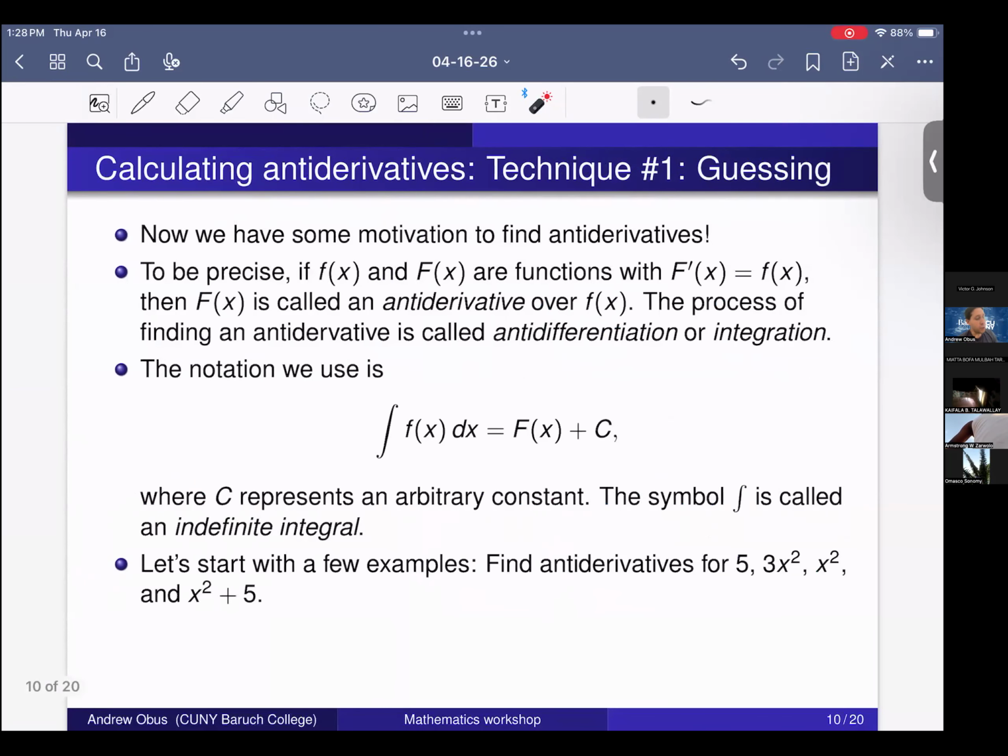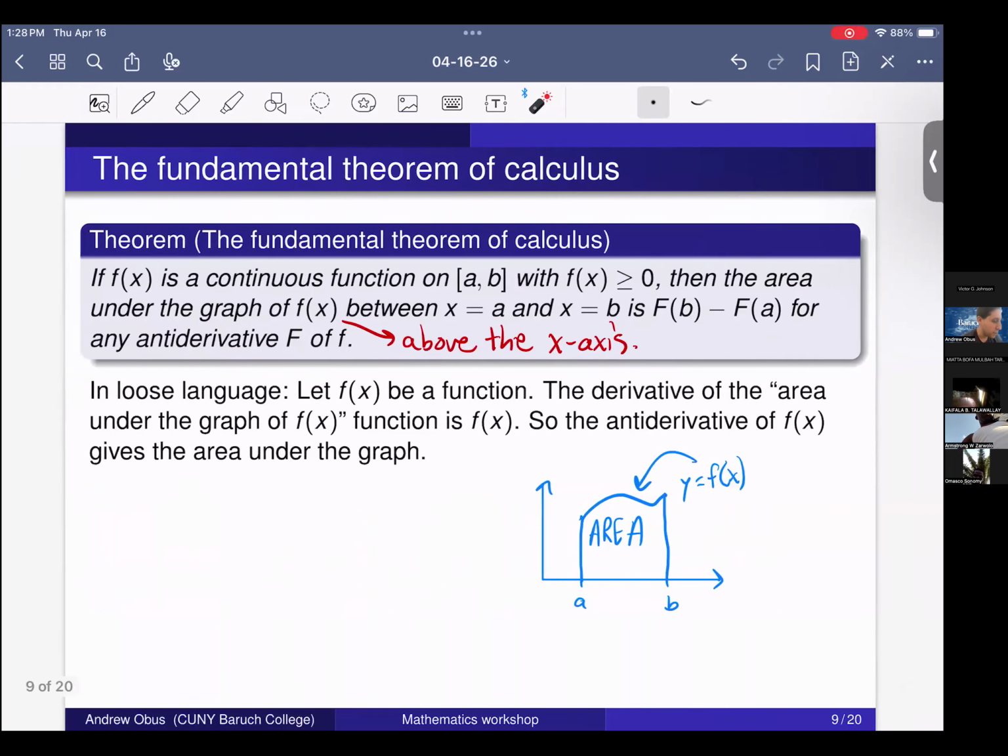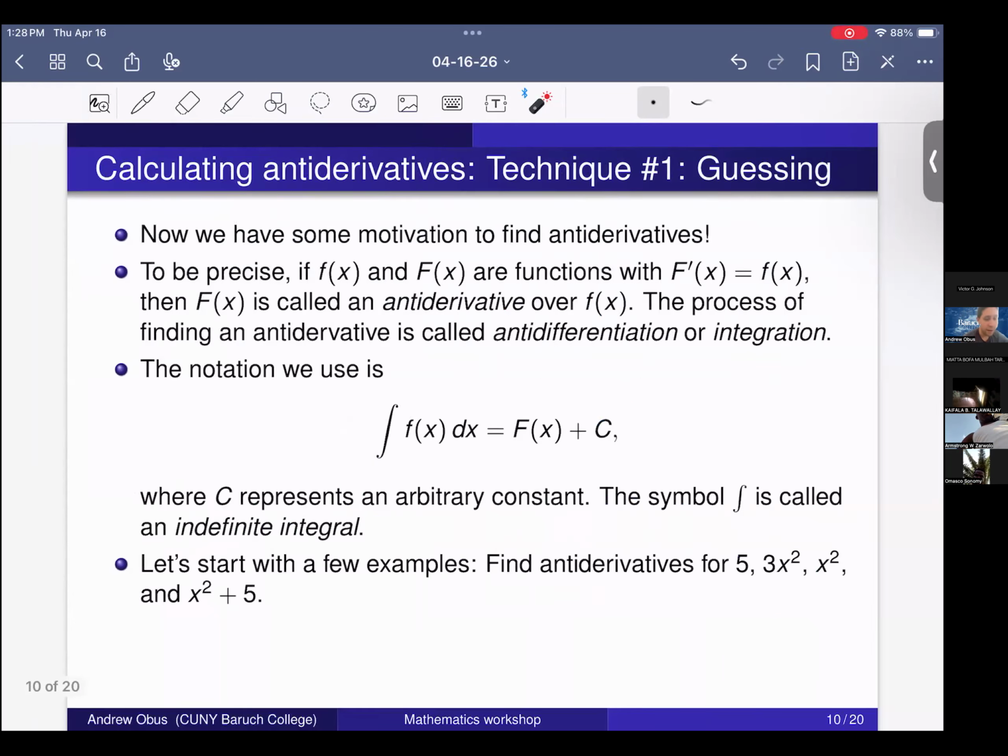Okay, so let's actually do some antiderivatives. Now we see, okay, why is it useful to calculate antiderivatives? Well, it's useful because it helps us figure out areas under graphs. Okay, so let's do some antiderivatives. We've got a one-day integration workshop, so we have some motivations.